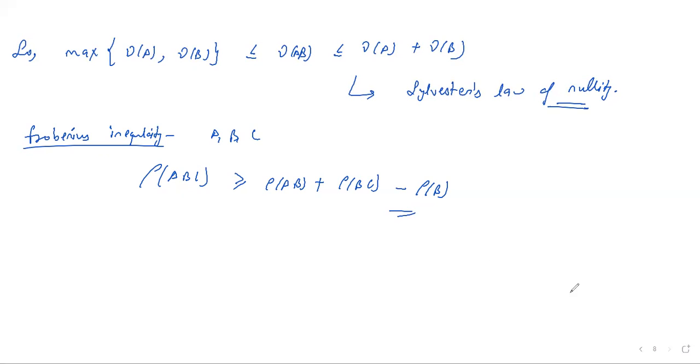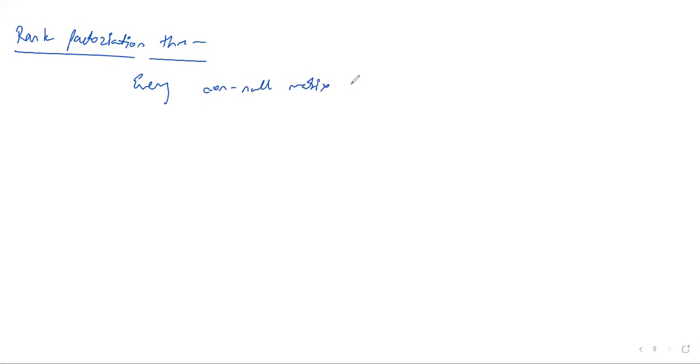Now there is a concept of the rank factorization theorem. So what does the rank factorization theorem say? It says that every non-null matrix can be written as a product of two full rank matrices.